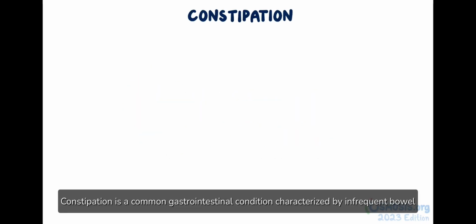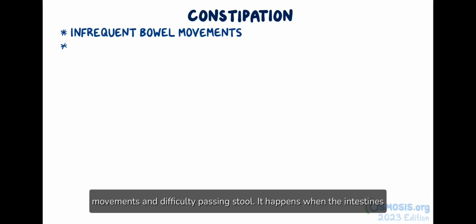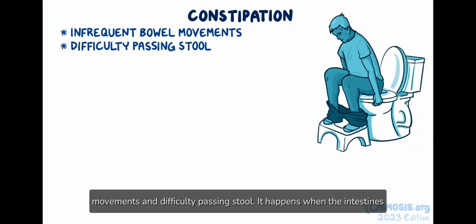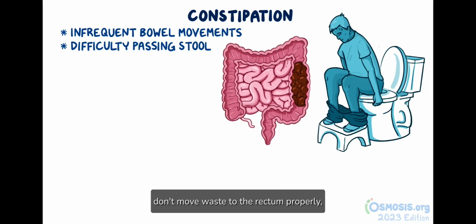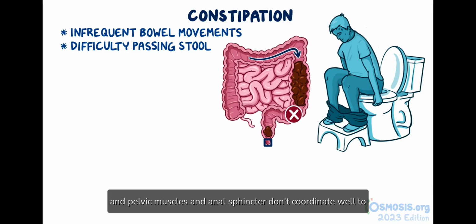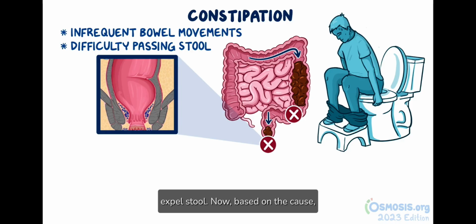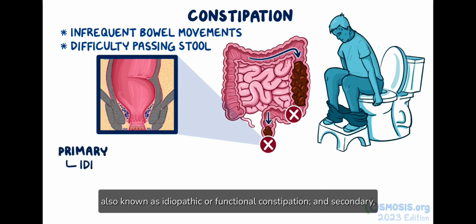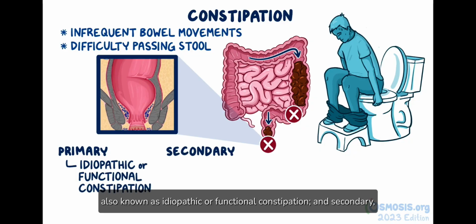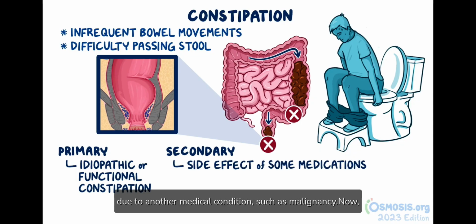Constipation is a common gastrointestinal condition characterized by infrequent bowel movements and difficulty passing stool. It happens when the intestines don't move waste to the rectum properly, and pelvic muscles and anal sphincter don't coordinate well to expel stool. Now, based on the cause, constipation can be classified as primary, also known as idiopathic or functional constipation, and secondary, which occurs as a side effect of some medications or due to another medical condition, such as malignancy.